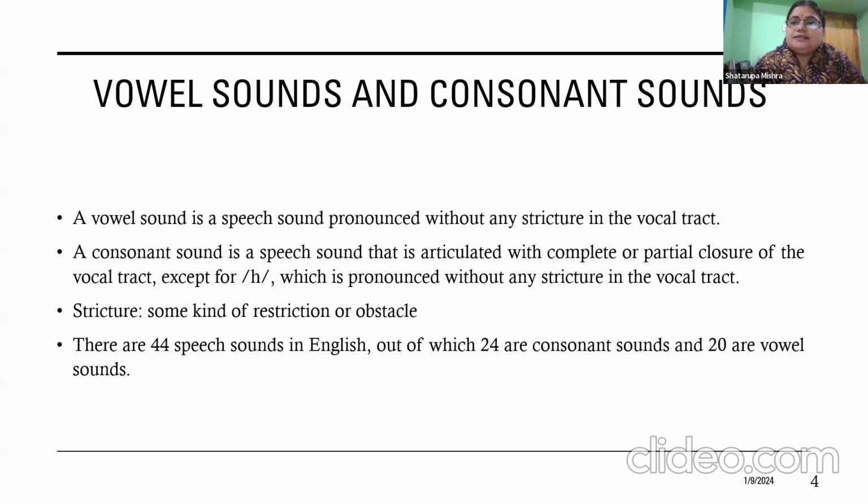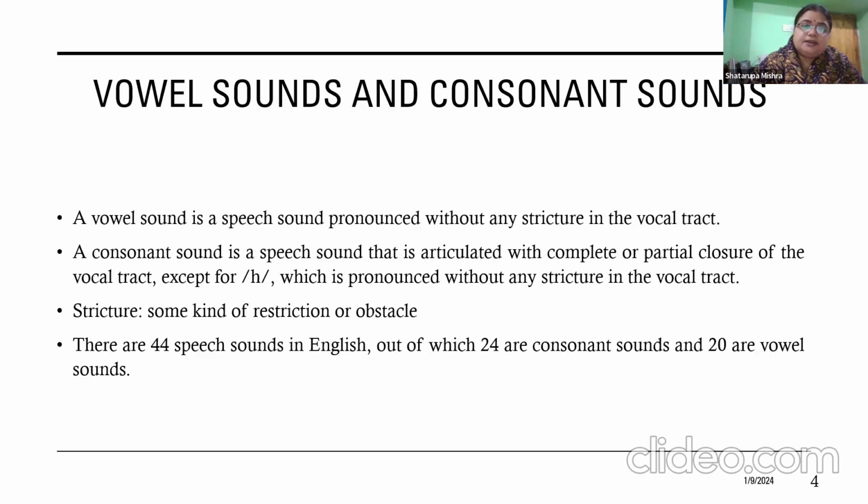So there is a difference between a vowel sound and a consonant sound. A vowel sound is a speech sound produced without any stricture in the vocal tract. Stricture means some kind of restriction or obstacle. So a vowel sound is such a sound where there is almost no obstacle in the vocal tract and air can flow freely in the vocal tract.